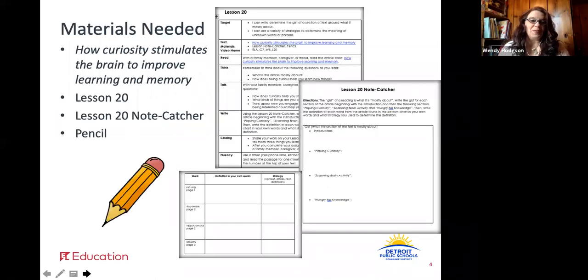So the materials that you will need today will bring you back to your distance learning packet. You'll need to locate that and turn to the article for week 5 that is titled How Curiosity Stimulates the Brain to Improve Learning and Memory. It's a mouthful. It's a big, long title. So find the article along with lesson 20 and your lesson 20 note catcher. You'll need a pencil. Go ahead and pause the video. Make sure you have all the materials on your screen, and then come back and push play, and we'll get started.